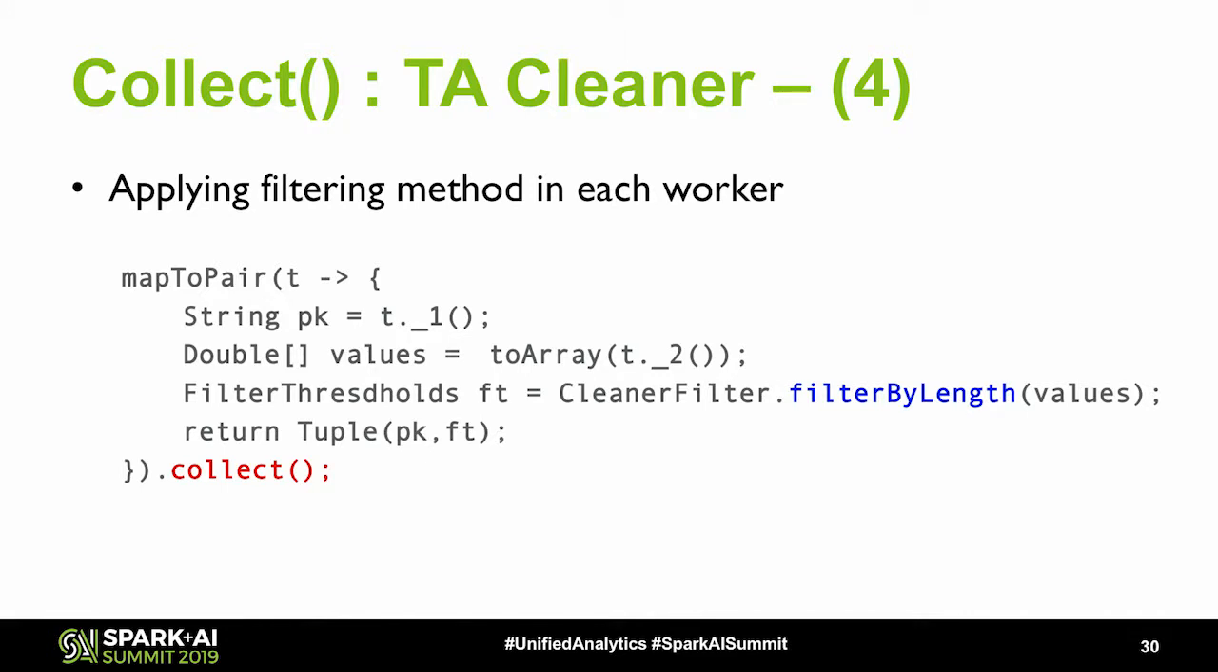So after obtaining the wafer length for a process, we can apply the TA core module. This PK variable contains the process step key, and the variable values contains all the wafers' lengths in a process. The filter by length method is extracted from the TA module, so we can apply it in the map to pair function to obtain the threshold based on the mean and standard deviation, which are computed from all the wafers' lengths in a process. This is a very small amount of statistical summary, so we can collect and broadcast it to filter out the wafers that look unusual.